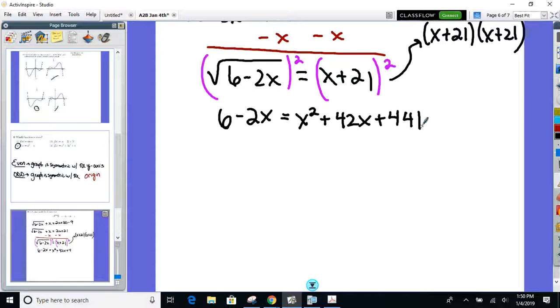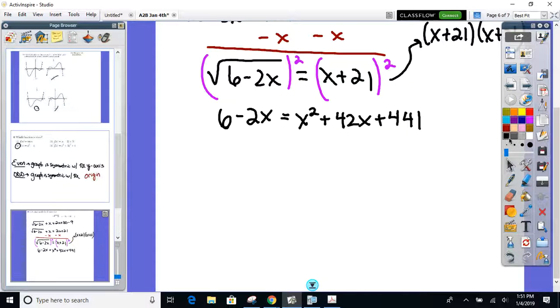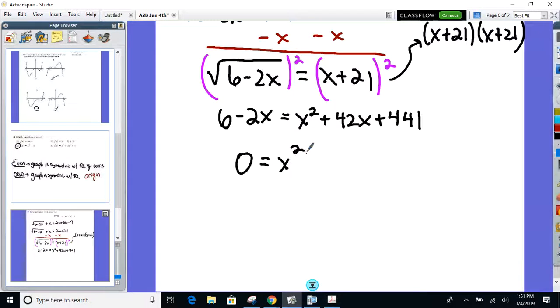Get everything to one side, equal to 0. Yep. How do you move the 6 over? Subtract it. How do you move the 2x over? All right. Add it over. Subtract the 6 over. So let's see. I'm going to have x squared, not 42 anymore, but 44x. And I'm not going to have 441. I was going to have 435.